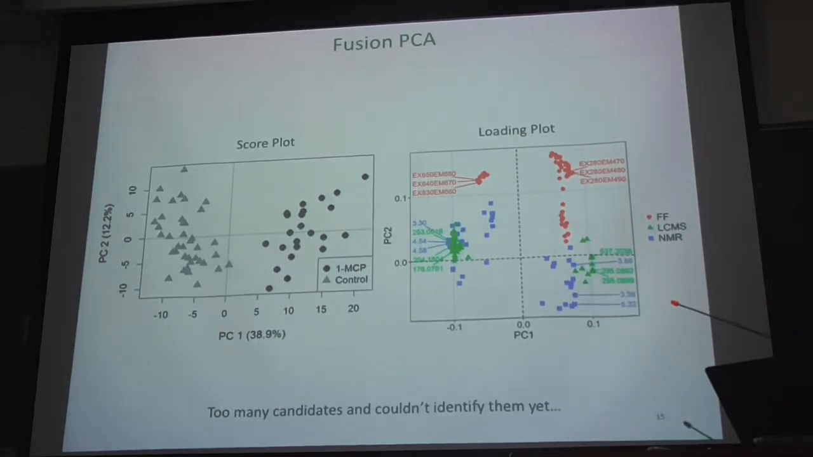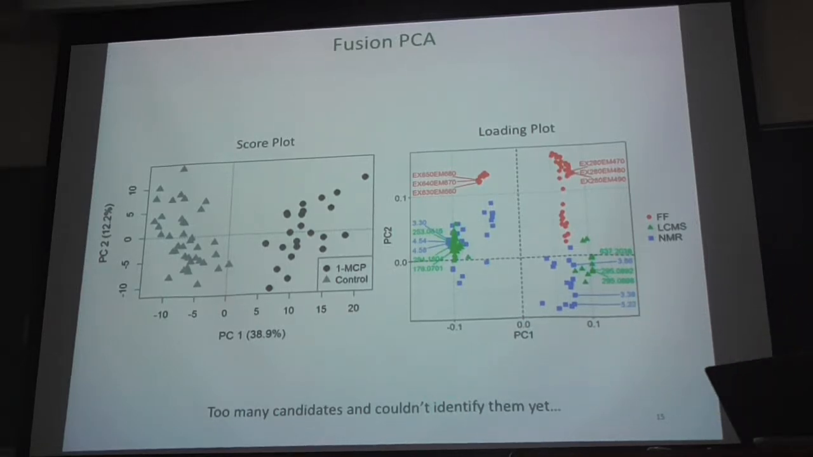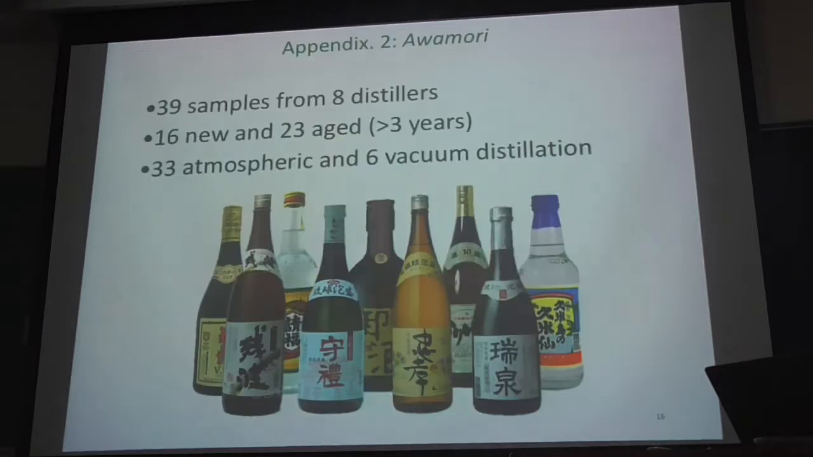For one variable, we have something like 20 or 30 candidates, so we couldn't identify them yet. Sorry.